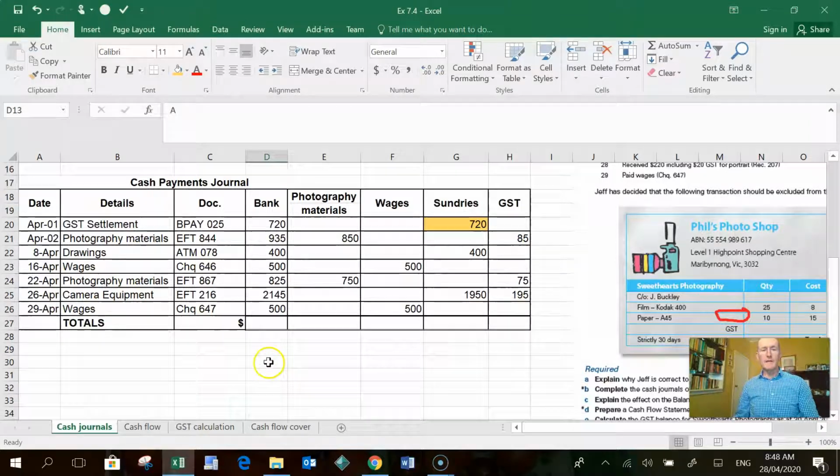We do the same thing down here. The asset is going down in this case. Photography materials would be an expense. Wages is an expense, which decreases owner's equity. GST is a liability, right? So that's decreasing. So that is a negative figure. Actually, I might just change that. I might just use the arrows. And the sundry. So the GST settlement is going to decrease liabilities.